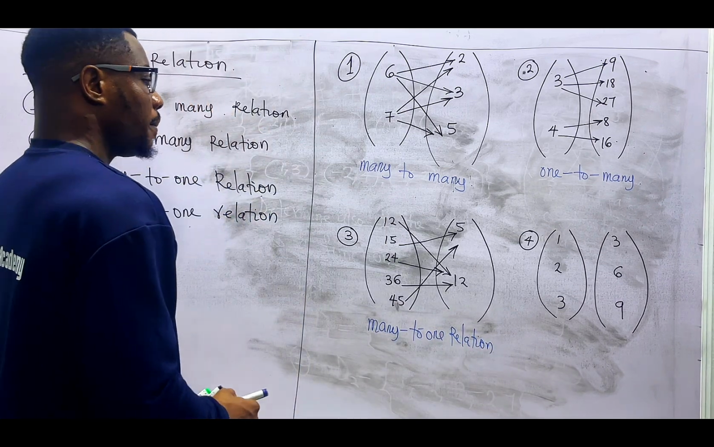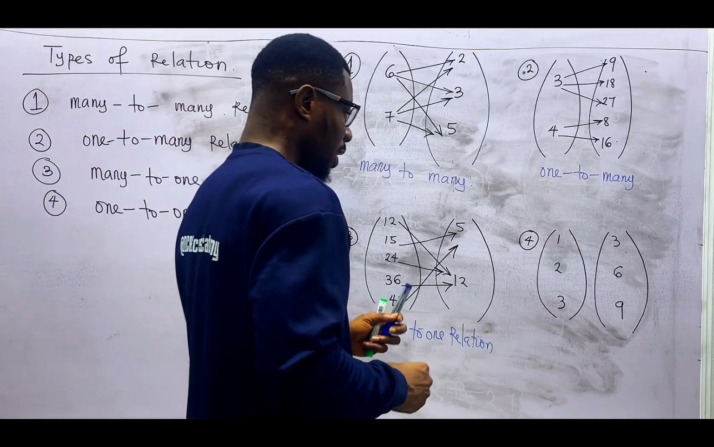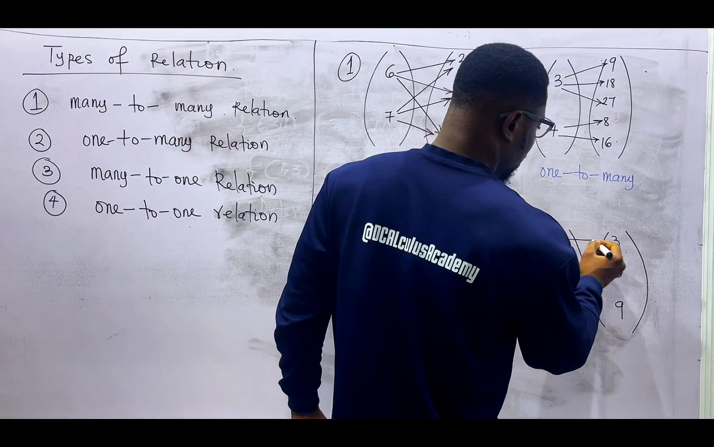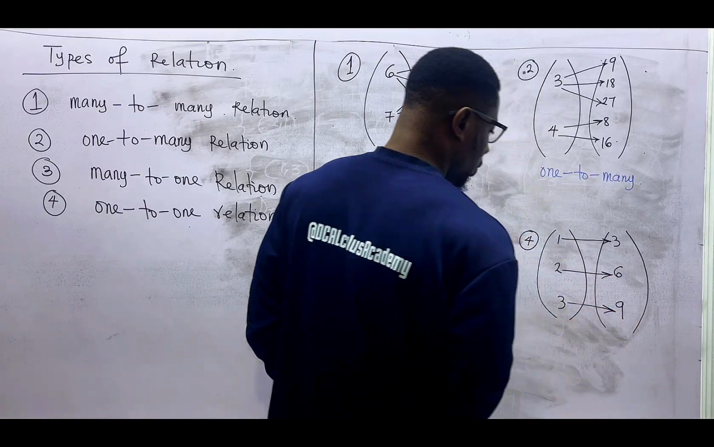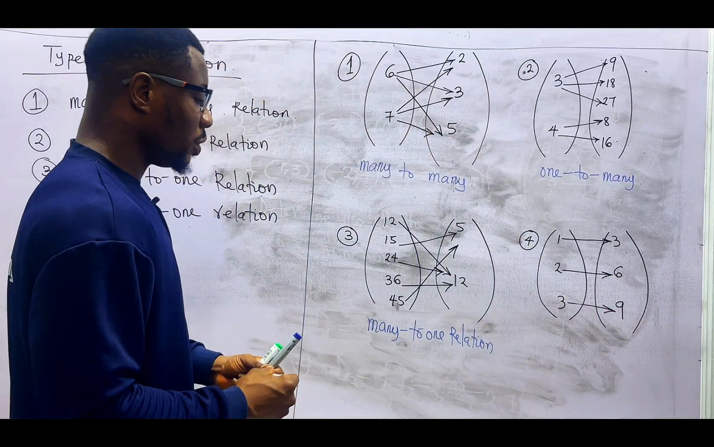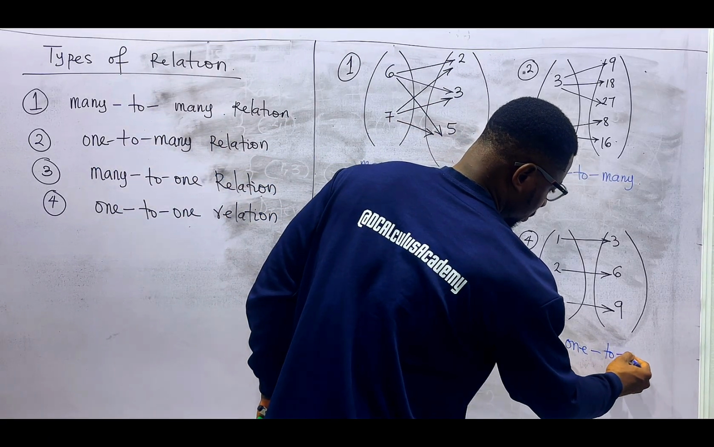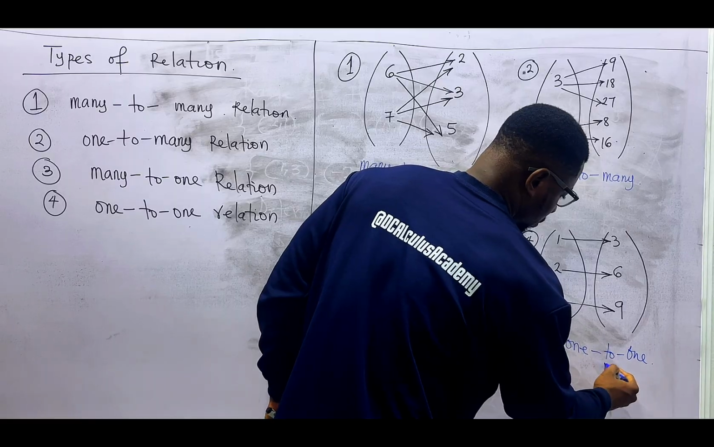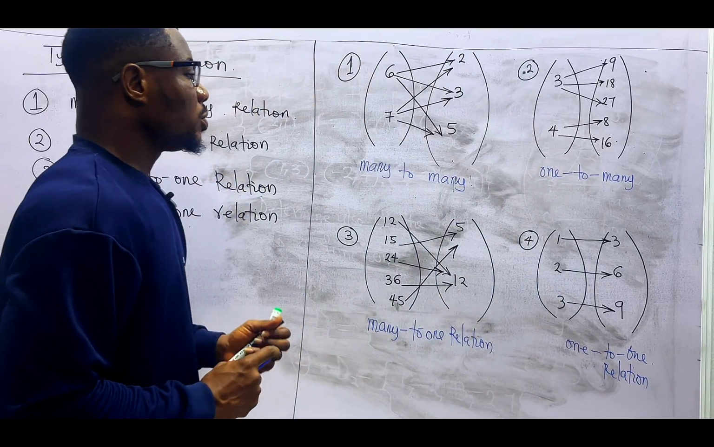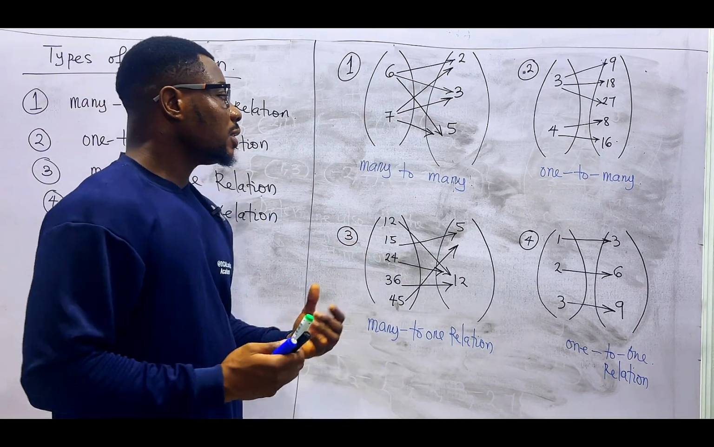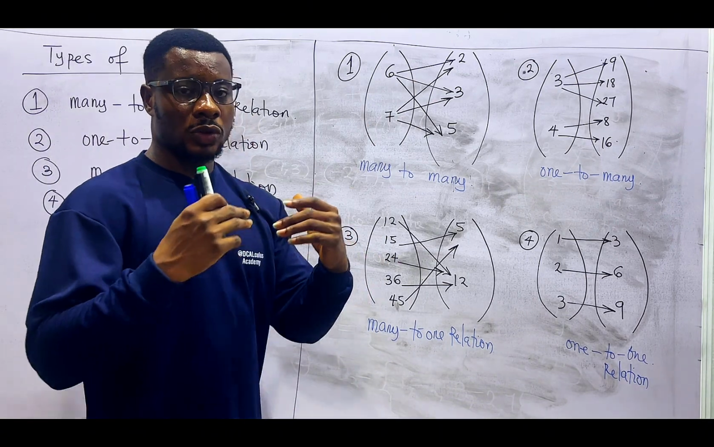Then the last one is the one to one. One to one simply tells you that one element here relates with one element here. So we can call this the one to one relation. So it means whenever you see relations like this, you'll be able to tell if it's many to many, one to many, many to one, or one to one.